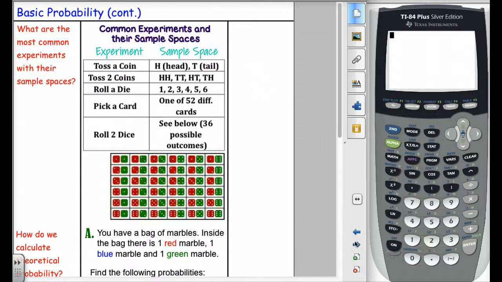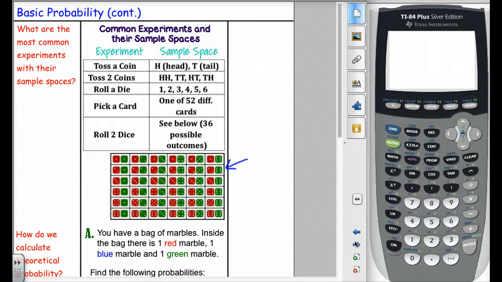So, taking a look at some common experiments and their sample spaces, if we toss a coin, the sample space is heads or tails. With 2 coins: heads-heads, tails-tails, heads-tails, tails-heads. Rolling a die or a number cube: 1, 2, 3, 4, 5, 6. Picking a card would be one of 52 different cards in that playing deck. Or if we roll 2 dice, I have a picture here of the sample space, or all possible outcomes. There are 36 of them.